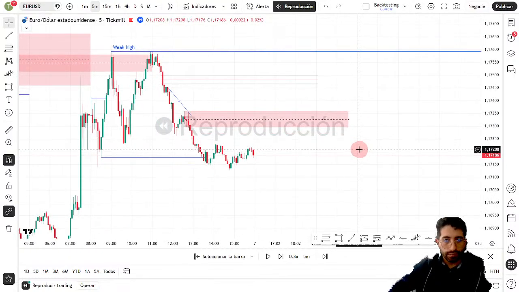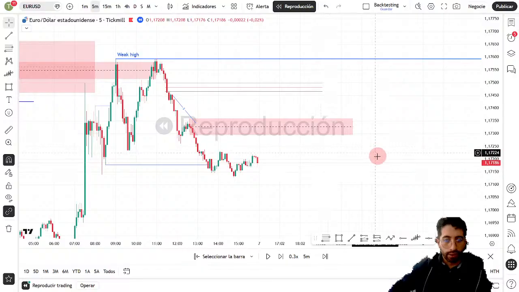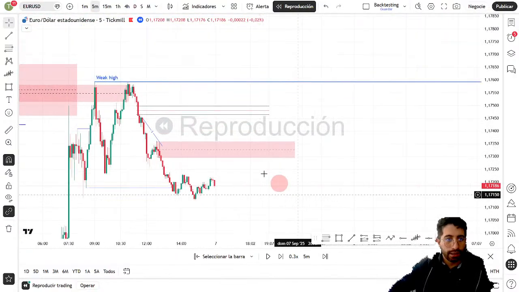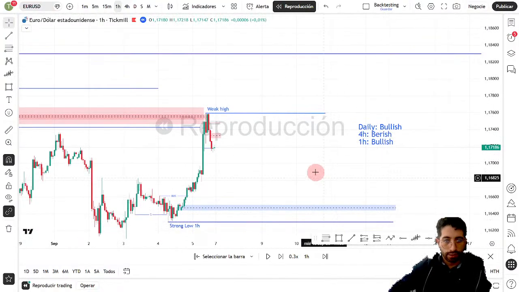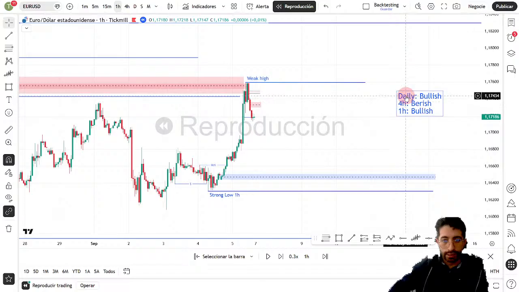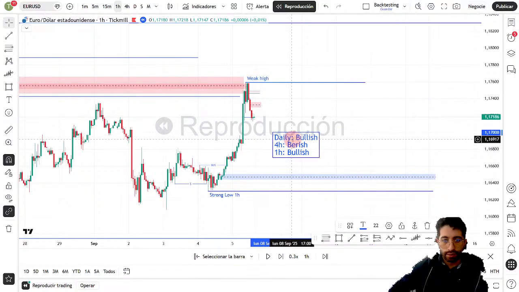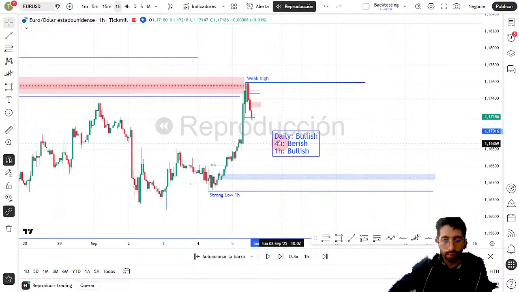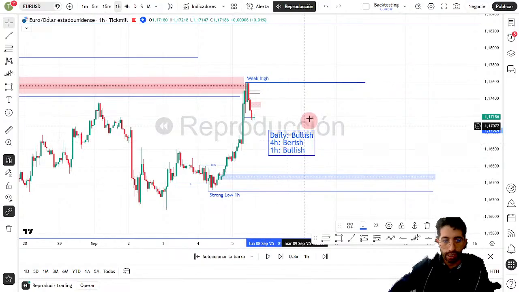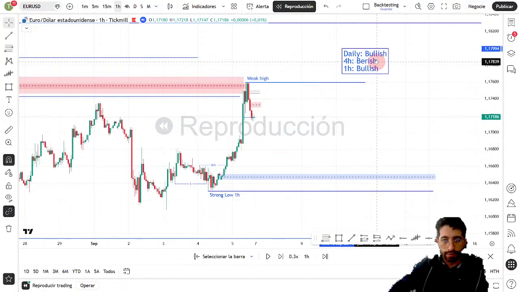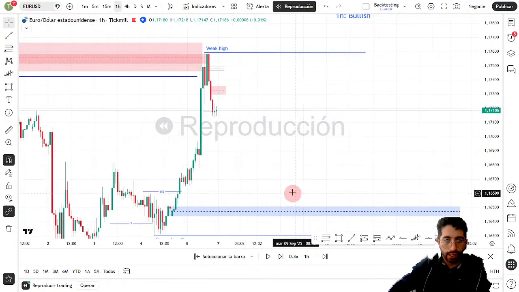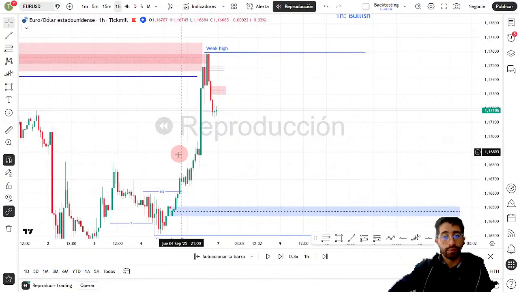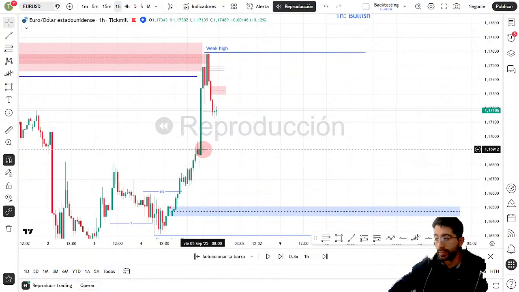Okay, let me do a summary of what we have done so far, right? We have already analyzed the daily time frame, which is bullish, the 4 hour time frame, which is bearish, and the 1 hour time frame, which is bullish. Now, as we are working with a 1 hour time frame, you would say, because this is bullish, we have to keep looking for buying orders, right?